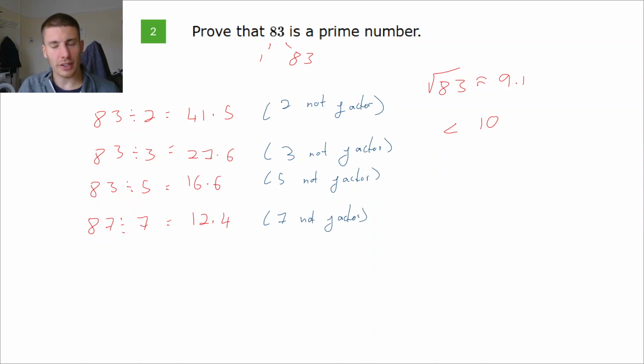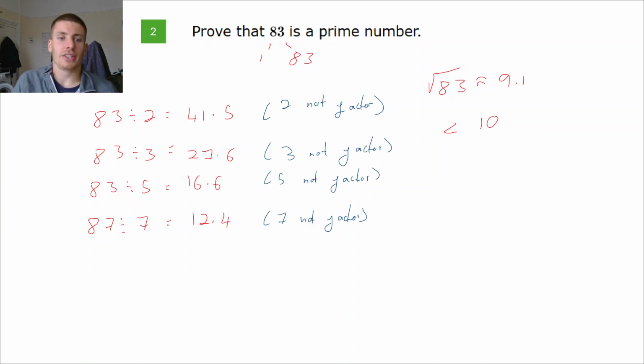Do I need to go and divide by the number 8? I don't, because if 2 is not a factor, 8 won't be a factor. Do I need to go and divide by the number 9? Well, no, because 3 is not a factor and 9 is a multiple of 3. Therefore, 9 will also not be a factor. So I've considered all of my integers that are less than 10. And I've seen that if I divide through by 2, 3, 5, and 7, I get decimals, which means that I have no factors less than 10. Which means that there are no factors bigger than 10. Therefore, 83 is going to be a prime number.